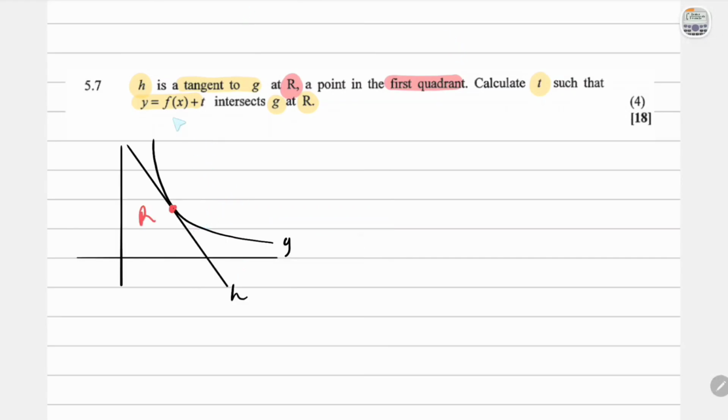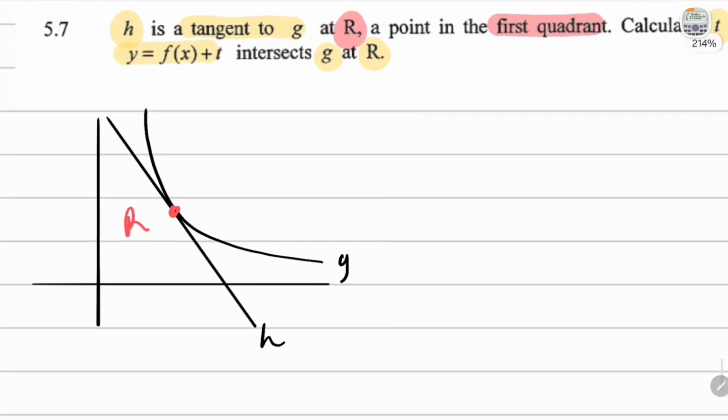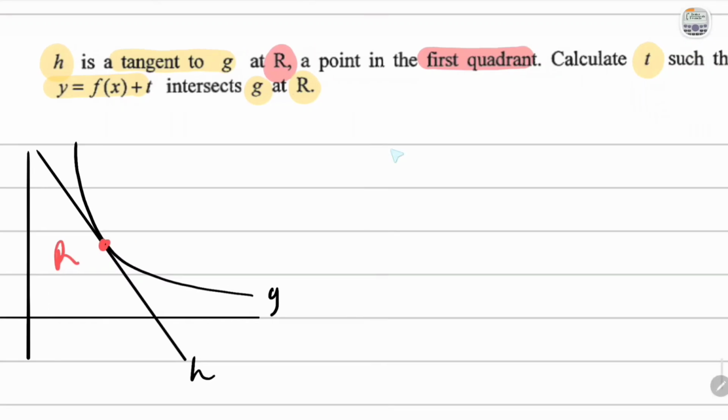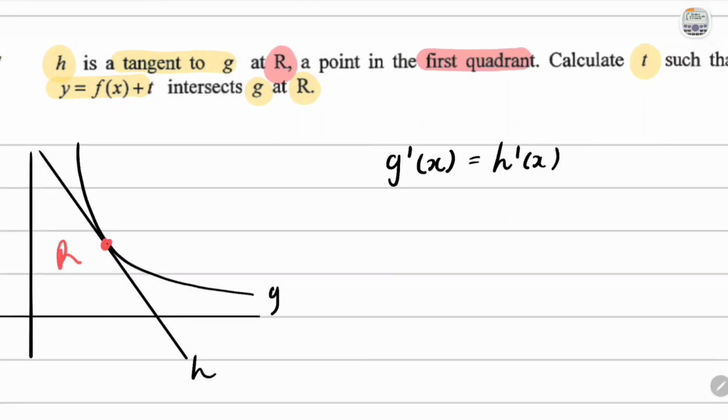They have told us that h is a tangent to g. What do we know about tangents and graphs? At that point of intersection where h is a tangent to this graph, they will have the exact same gradient, meaning the gradient of g would be exactly the same as the gradient of h. So we can work with this.